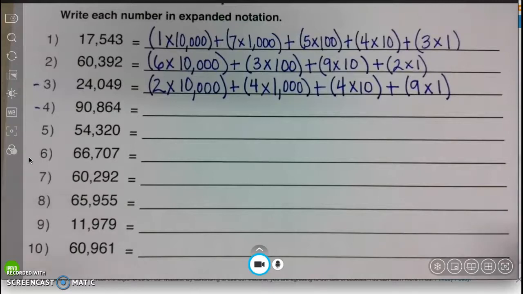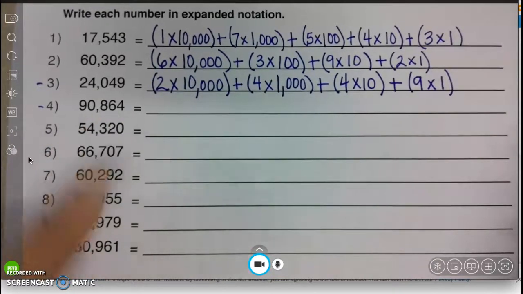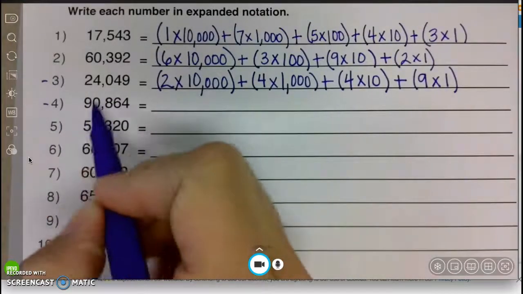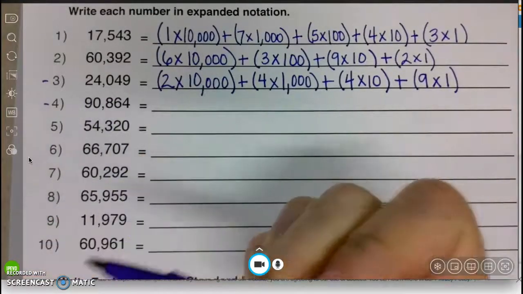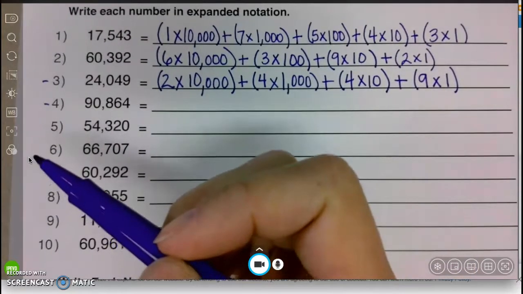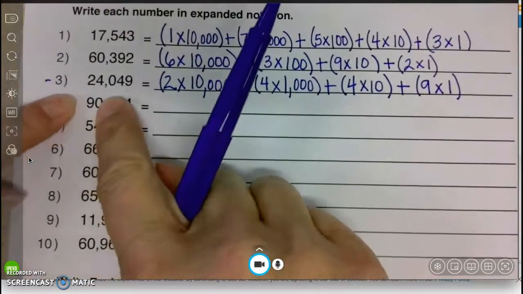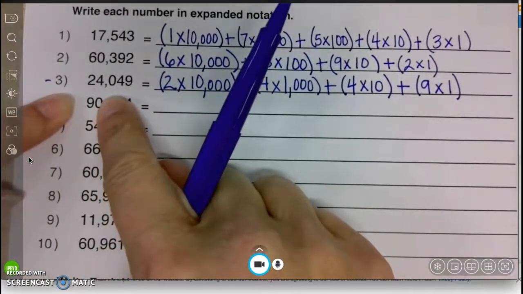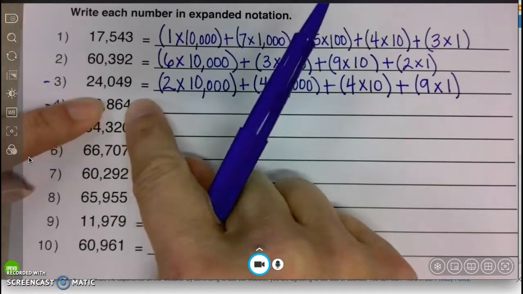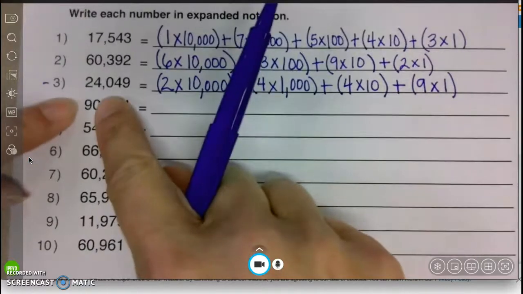Let's look at number 4. Let's read this number. Read it. Very good. What family or period is the 90 in? 90,000. Which period is it in? Well, this whole section right here. It's in the thousands family. Very good. What family is this in? It's in the units family, or the units period, and that one's the thousands period.